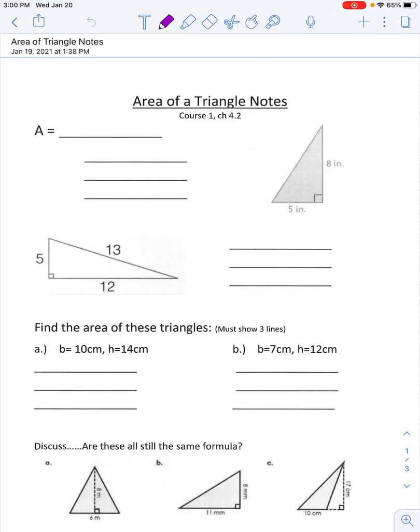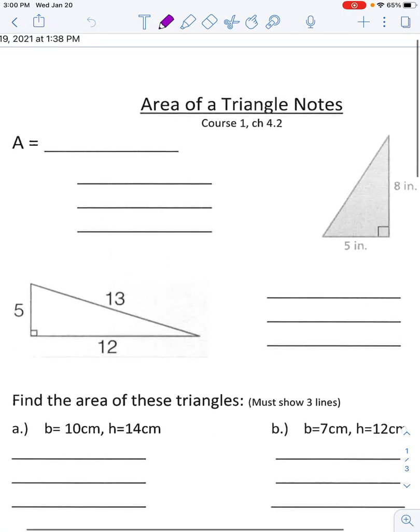For those of you who are out today, we are starting a new lesson. We are going to discuss how to find the area of a triangle. You may have started this at the end of last year, possibly. Okay, so this may or may not be new.